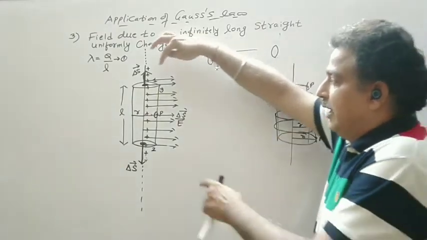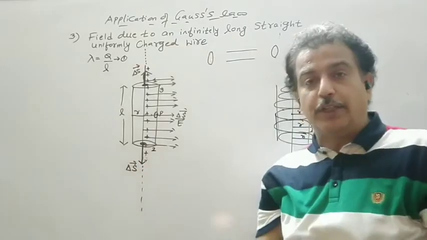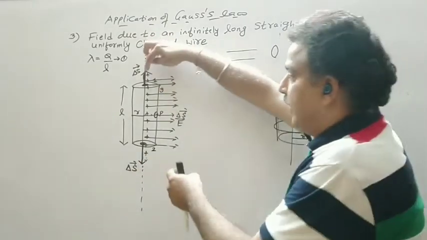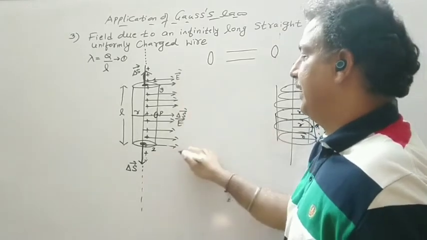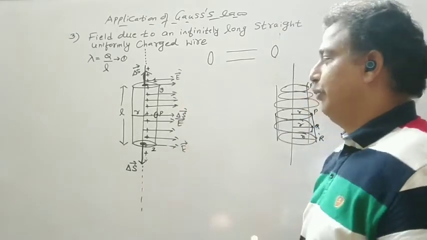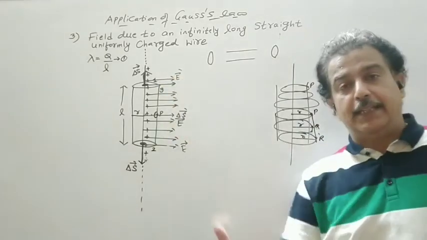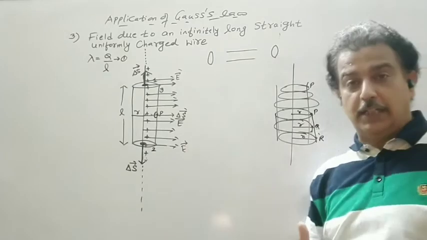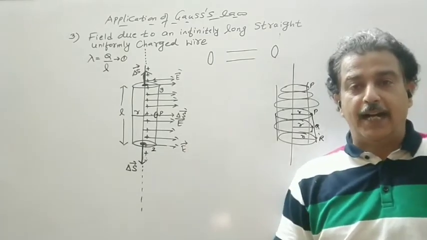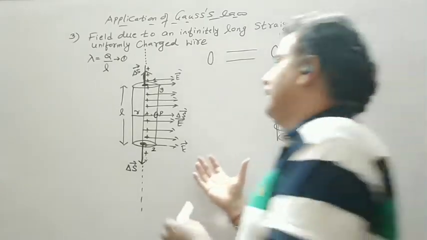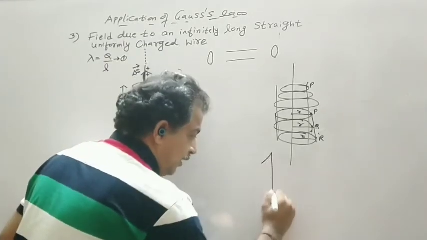And we will understand that these two cross sections will not contribute because the area vector is perpendicular to the E vector. So the flux contribution comes from the third phase, or you can say from the curved surface of a cylinder whose area we know is 2 pi RL. So it is opposite to what we did in the last application.